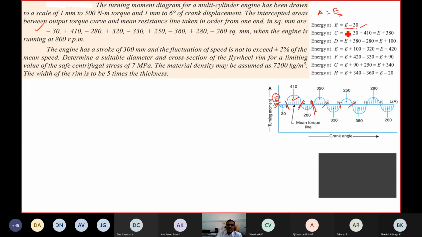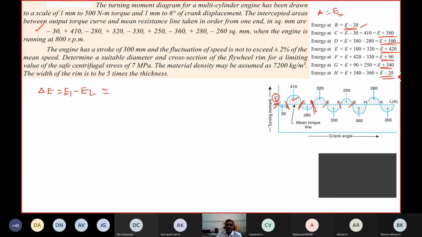So at B it is E minus 30. At point C it is E plus 380. At point D it is E plus 100. So to find delta E, what you have to take? E1 minus E2. What is E1? Maximum energy.